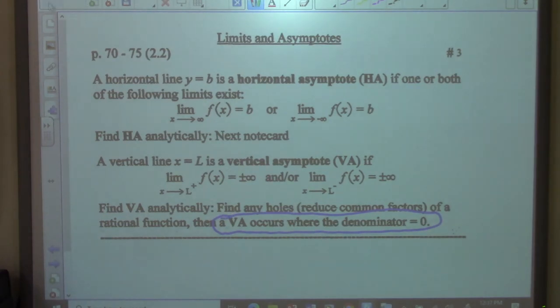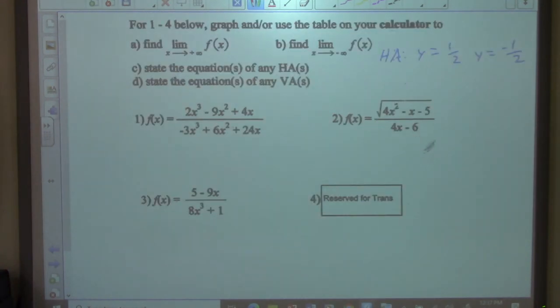Where the denominator equals 0. So how do we find out what that is? Set it equal to 0. So we say 4x minus 6 is equal to 0. So how do we solve that? 3 over 2. So x equals 3 over 2, right? So what is the value of our vertical asymptote? Not 3 over 2, x equals 3 over 2. Okay? So that's our vertical asymptote.